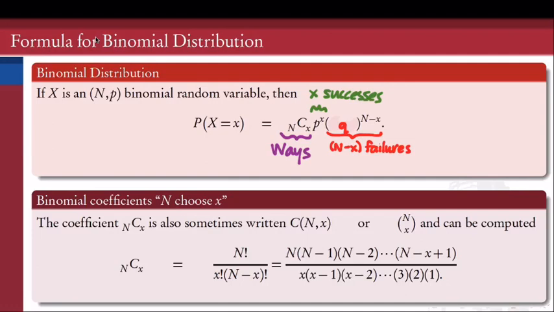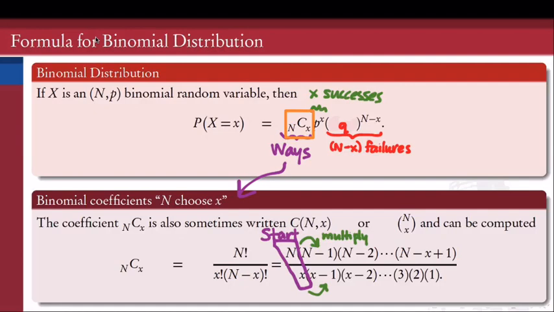Now all we have to do is figure out, again, how to come to grips with this part of the formula. How do we figure out how many ways there are to arrange x successes among n trials? What we get is something called a binomial coefficient. It's read as n choose x.